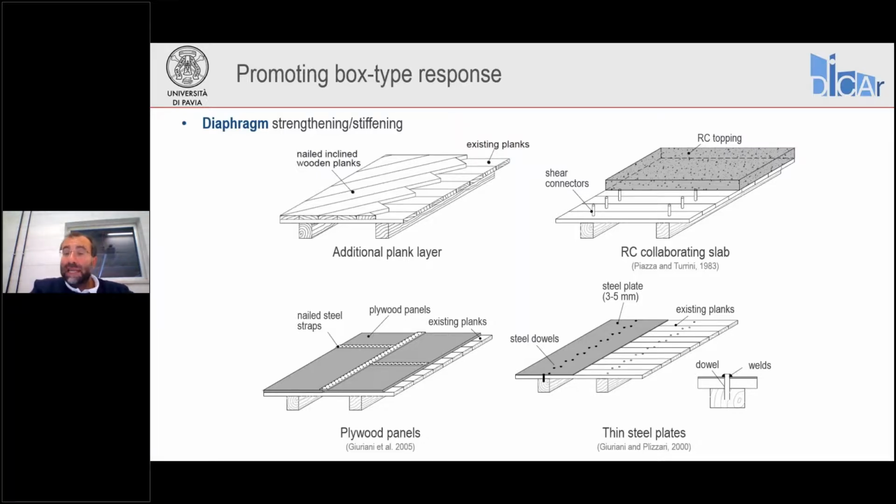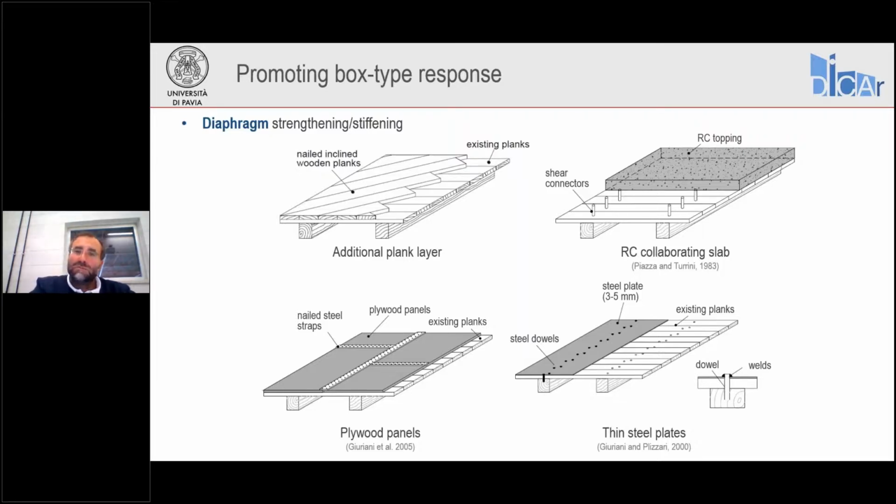Then another solution again is adding a collaborating slab, so a reinforced concrete topping, usually with lightweight concrete, to avoid increasing excessively the weight of the diaphragm. By the way, sometimes above our timber flooring system, we have some loose material that serves as a leveling material for the actual floor. Well, the weight of this layer of loose material, which is basically soil, is higher than the weight of lightweight concrete.